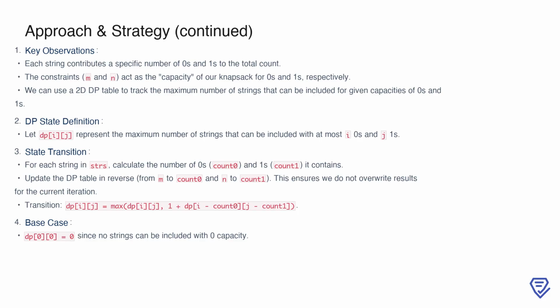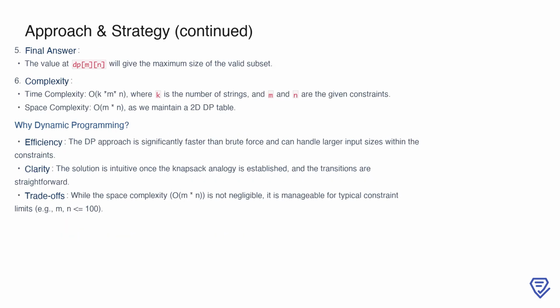Finally, the base case is straightforward. When both the 0 and 1 capacity are 0, no strings can be included, so dp[0][0] equals 0. Ultimately, the solution lies in the value stored at dp[m][n], which gives the maximum number of strings that can be included while respecting the constraints.